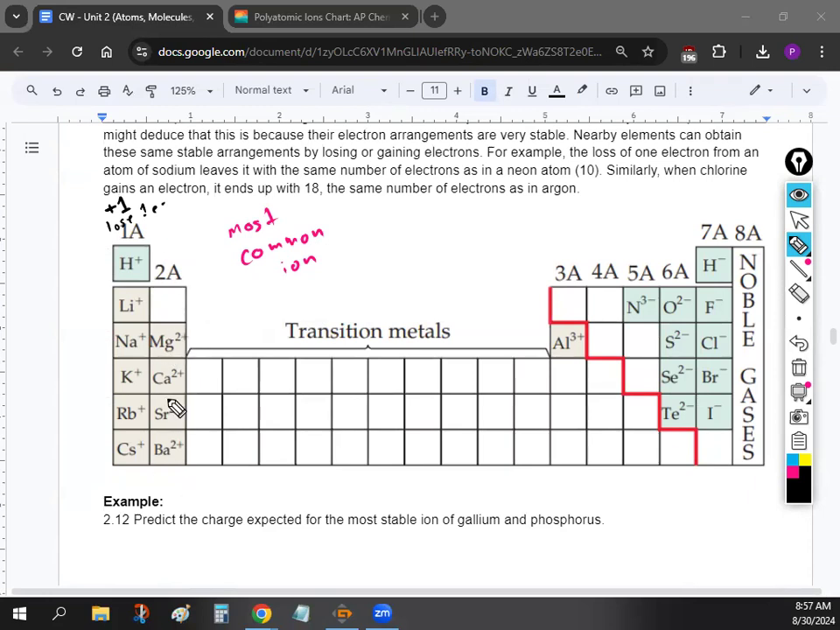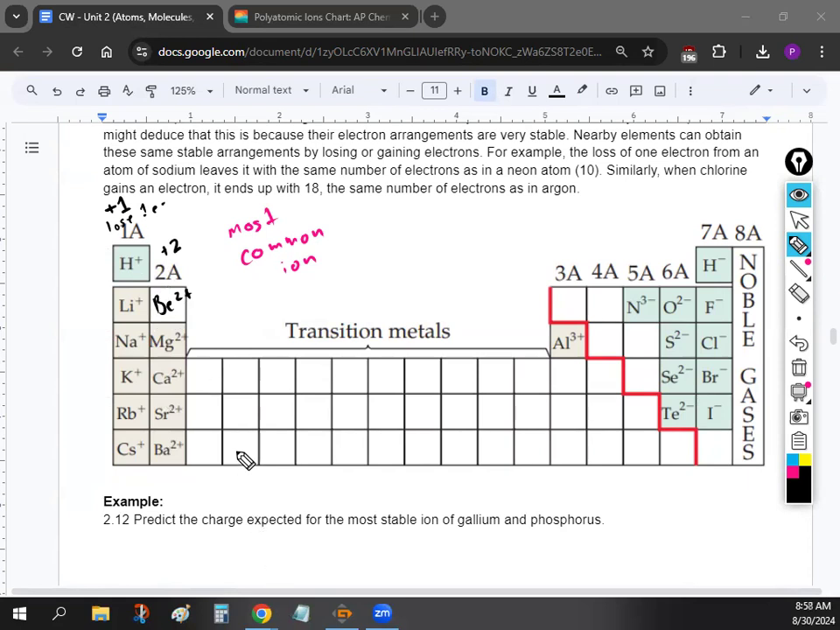All right, the second column kind of follows a pattern. These guys want to lose 2 electrons and they turn +2. So Mg becomes +2, calcium becomes +2, and so on and so forth. Beryllium also wants to be +2. I don't know why that's not in there.